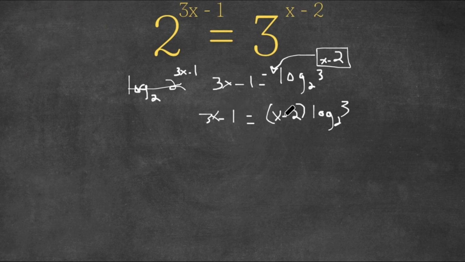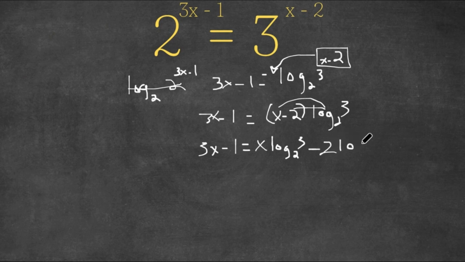minus 1. So now what we're going to do is we're going to distribute our log with subscript 2 of 3 to this x minus 2. So this is 3x minus 1 equals, well, x times log subscript 2 of 3 is simply x log subscript 2 of 3 minus 2 times log 2 3 is simply this.